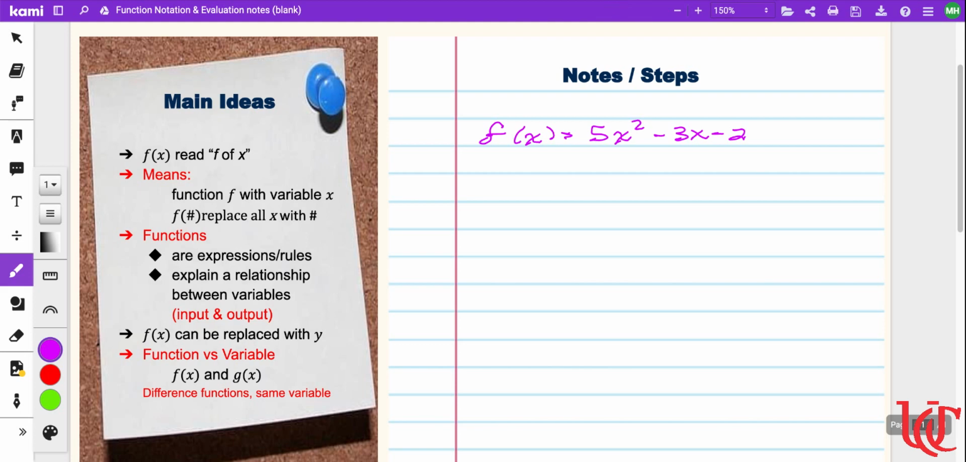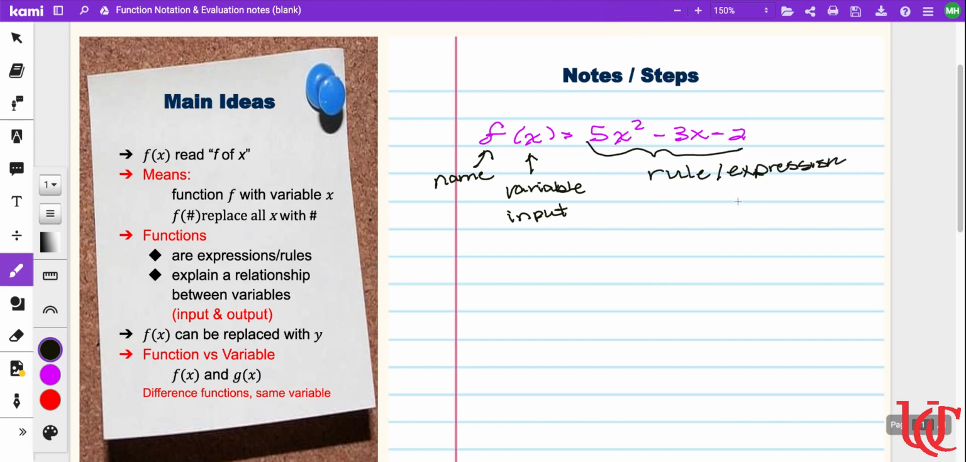So labeling what we have, my pen's not cooperating. This is your name. Here's your variable, which is also the input. Generic, it would be the x. And all of this is your rule or expression. And in this case, it's with input x.